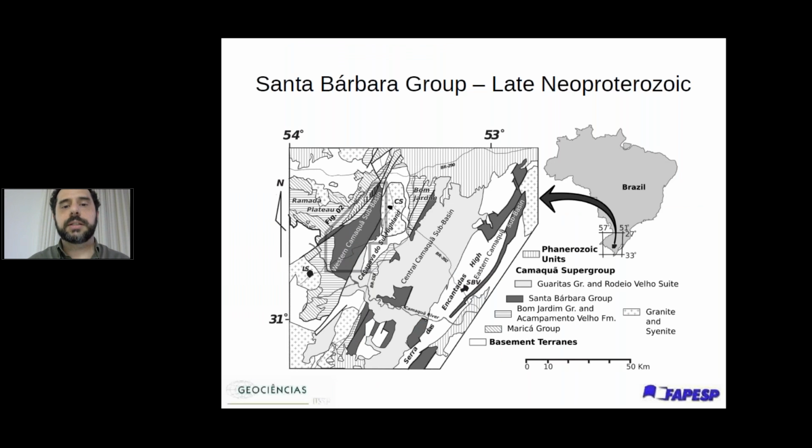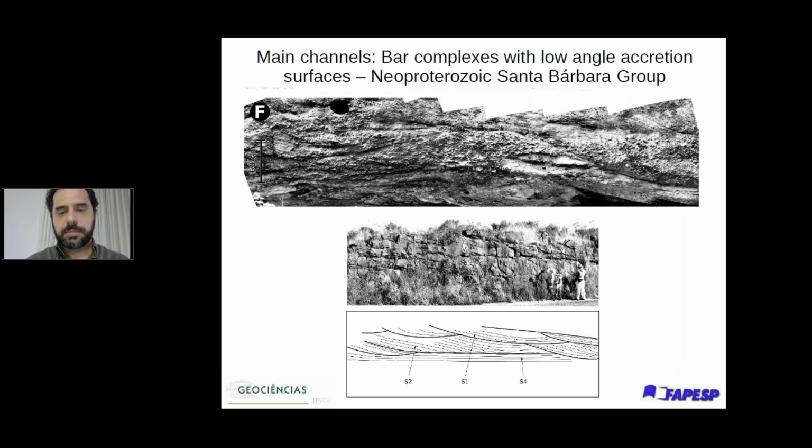And now having a look at the last succession we want to show you today. It's in the same basin as the Varginha Formation, but it's a little bit older. It's late Neoproterozoic. It's called the Santa Bárbara Group. Again, deposited inside an extensional basin with normal faults bounding it.